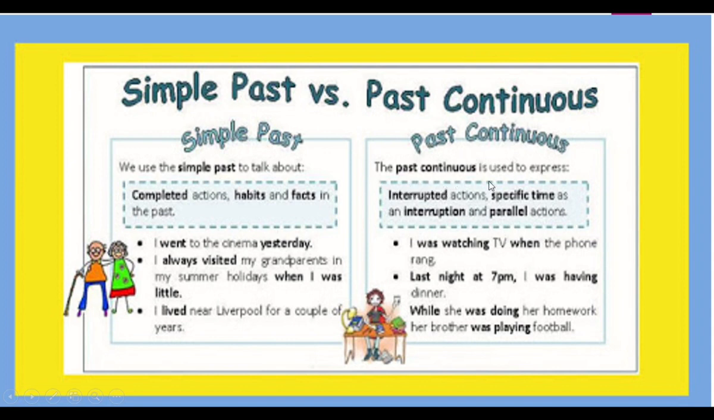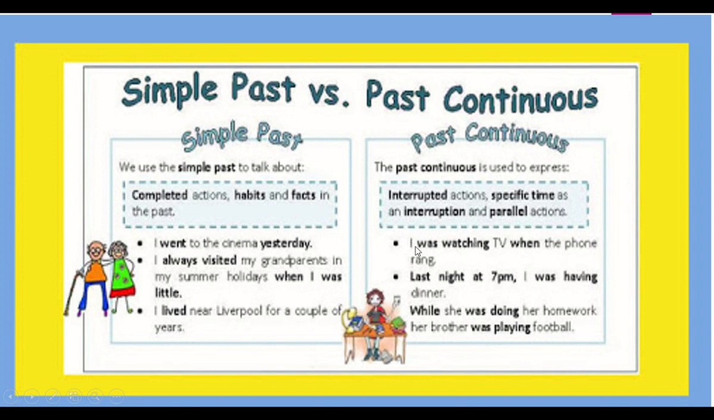The past continuous is used to express interrupted actions, specific time as an interruption and parallel actions. Something that had happened in the past and finished, but it was continuing to a specific time. Okay? For example, I was watching TV when the phone rang. Last night at 7 p.m., I was having dinner. While she was doing her homework, her brother was playing football.